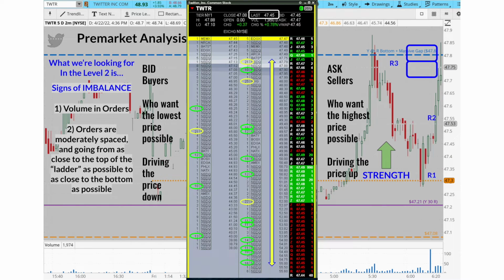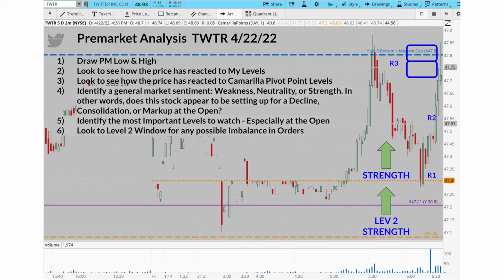All right, so as you can see, we are way imbalanced right now at this particular point, which I believe was 6:22 in the morning, driving the price up. Okay, so we are thinking this is going to drive the price up. So we have strength from our candlesticks and how it was reacting to levels, and now we have a second position of strength in the level 2, right? All right.